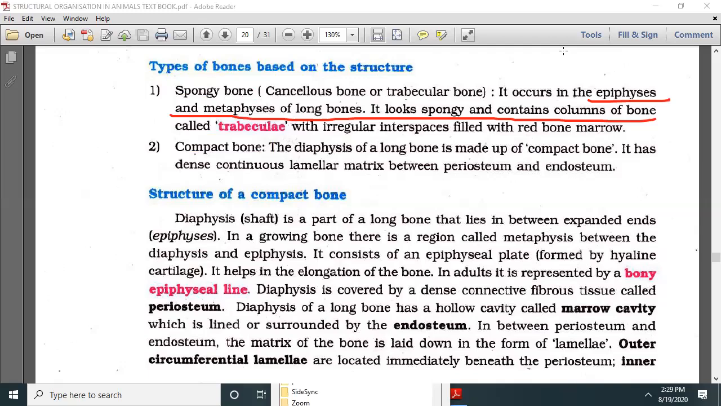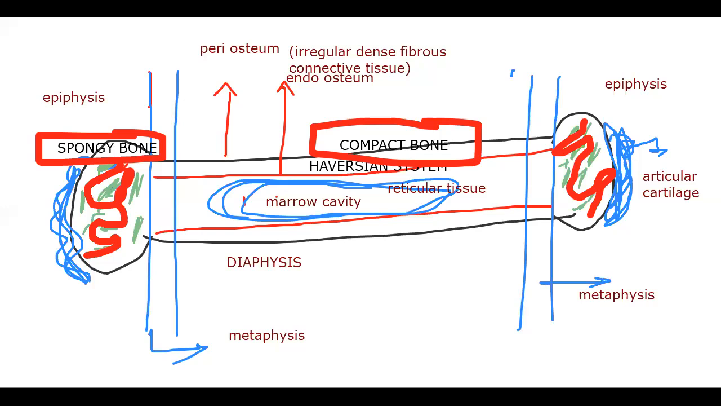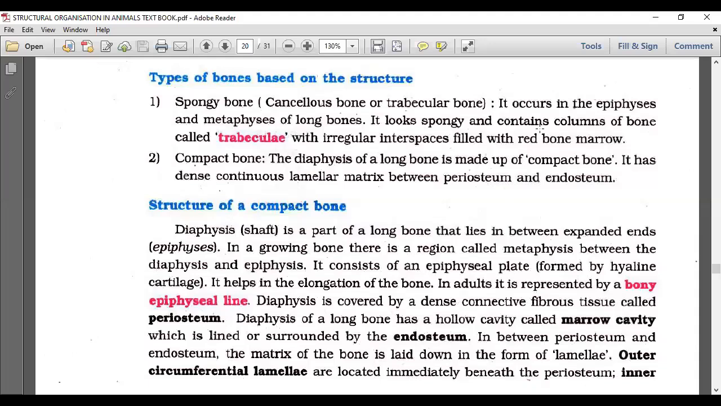Whatever the theory says, for this theory I showed that particular bone. Spongy bone, where is it? It is present in the epiphysis and metaphysis of the long bones. Here also, epiphysis and metaphysis of the long bones, spongy bone is present. Then now the question arises, how is it present? It looks spongy and contains columns of bone called trabeculae.